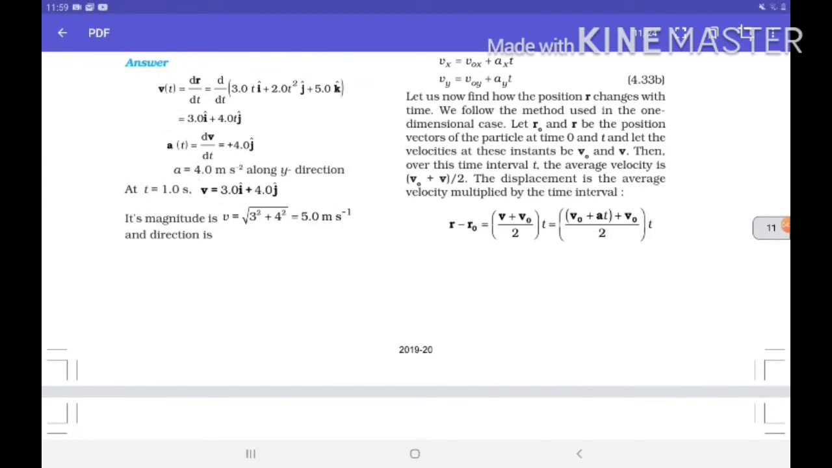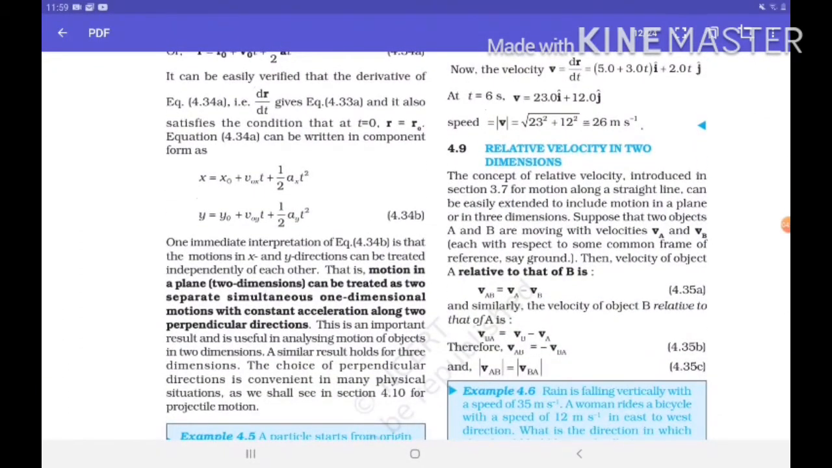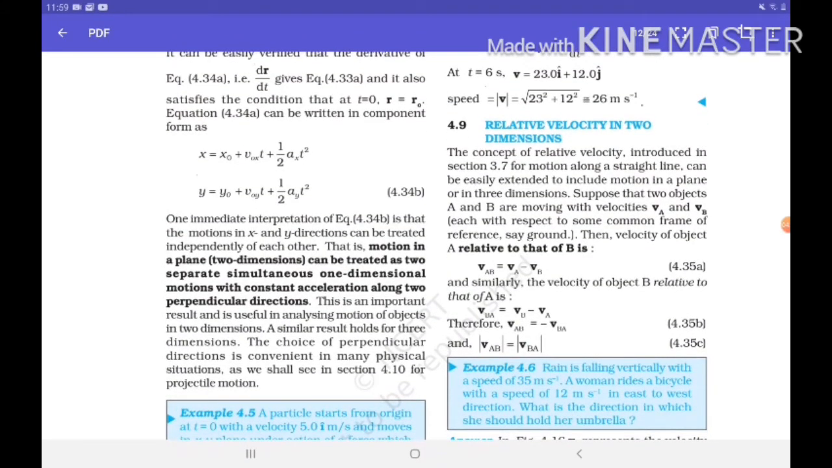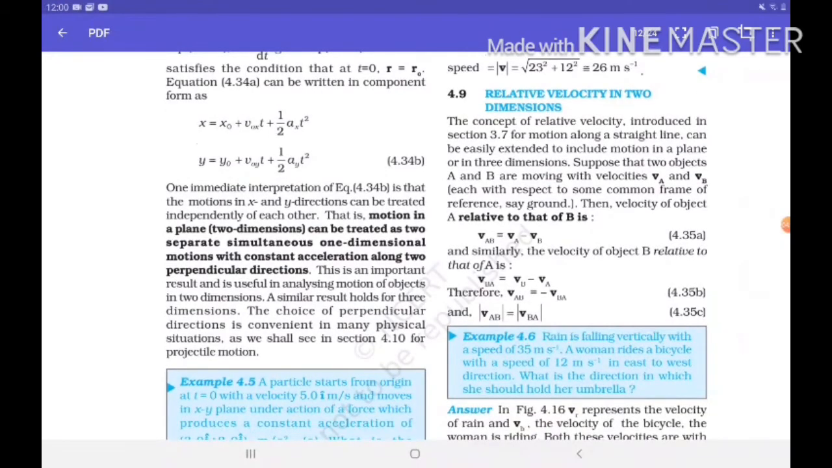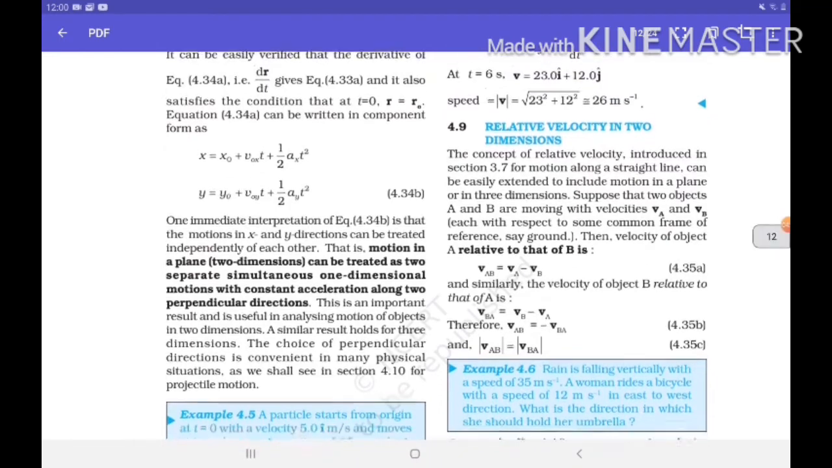In the same way we can prove the other kinematic equations. Motion in a plane can be treated as two separate simultaneous one dimensional motions with constant acceleration along two perpendicular directions. Next is relative velocity in two dimensions.